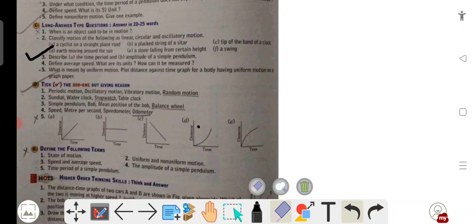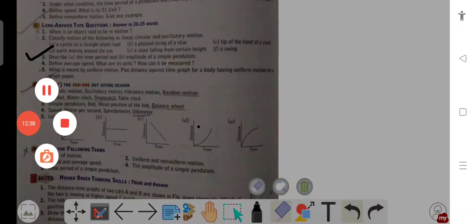Now uniform and non-uniform motion. Uniform motion: when an object travels equal distances in equal intervals of time, this is called uniform motion. And when the object travels unequal distances in equal intervals of time, then the object is in non-uniform motion.